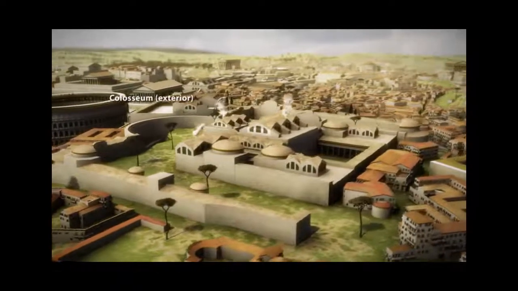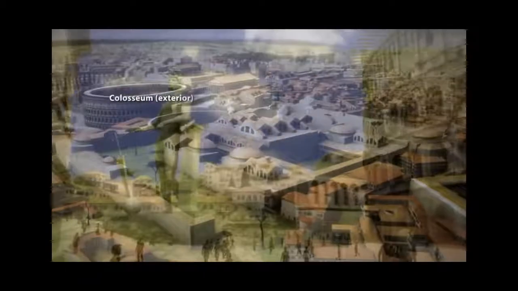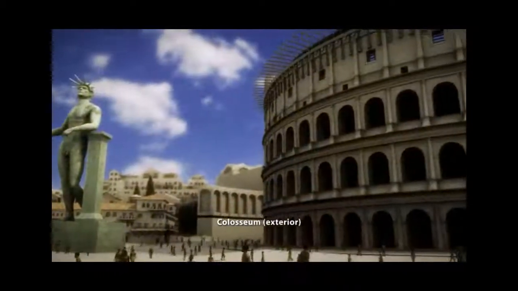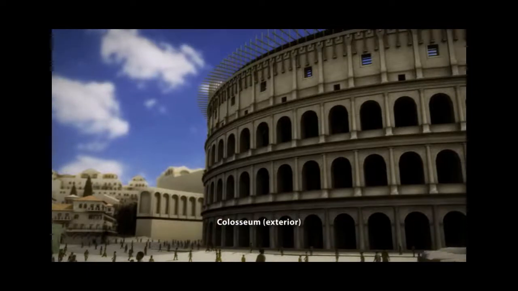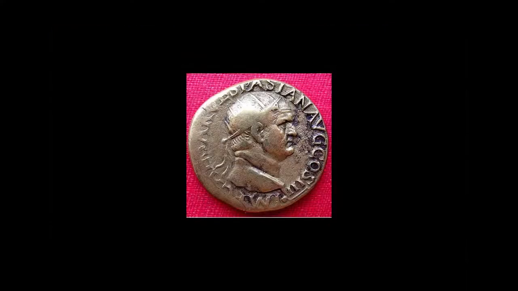So now we're moving to some of the most well-known monuments in ancient Rome, the Colosseum. But we're in a fairly late moment in Roman history. Before the Colosseum, wasn't there another palace here? There was. The Colosseum was built by the Emperor Vespasian, who became emperor in 69 AD.